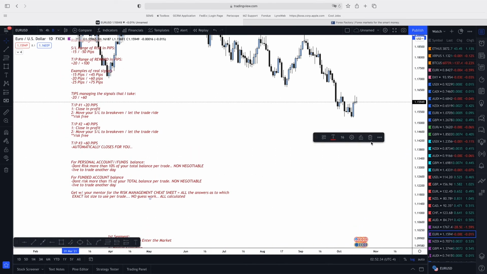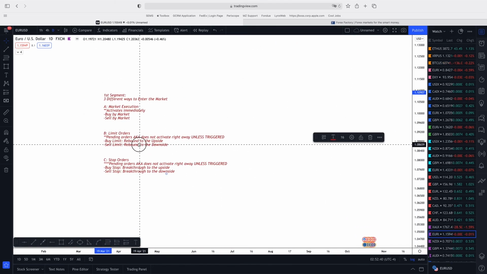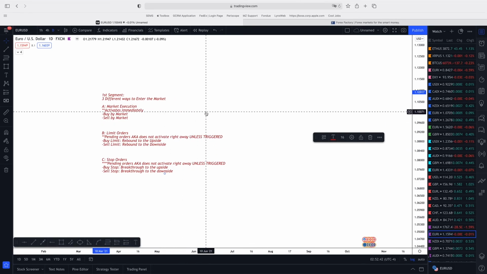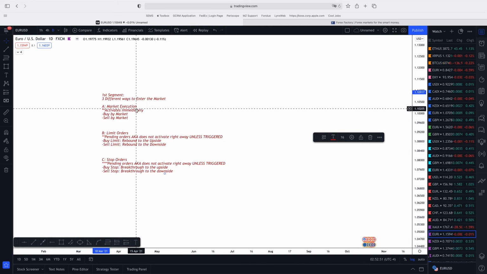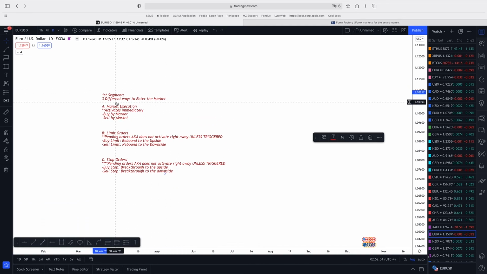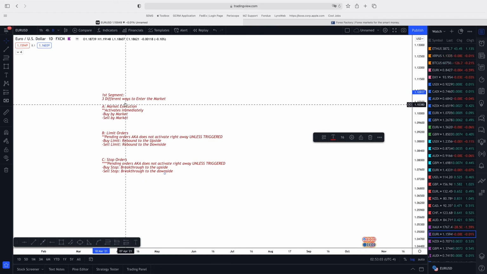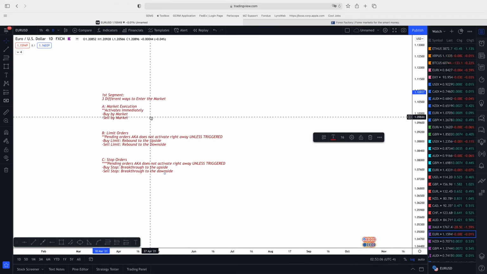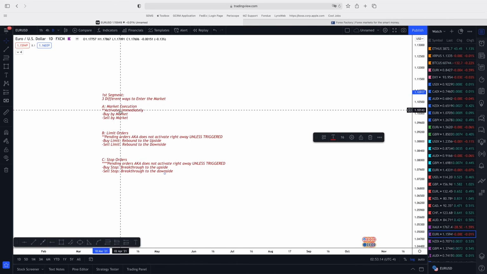So let me go ahead and just remove this real quick. We go on to the very first segment of this training. So here it is. As a Forex trader, I want you guys to understand that there's 3 different ways to enter the market. The very first way is something called a market execution. Now, a market execution just simply means that the trade activates immediately when you press buy. When you press sell on your MetaTrader, the trade will activate what? Immediately. Now, there's 2 types of market executions.